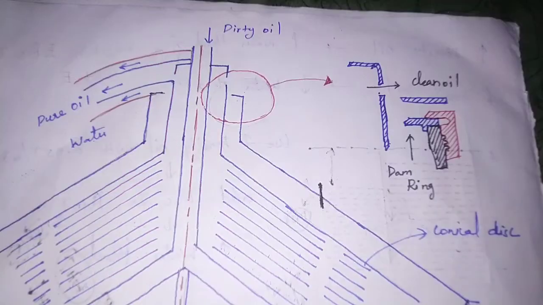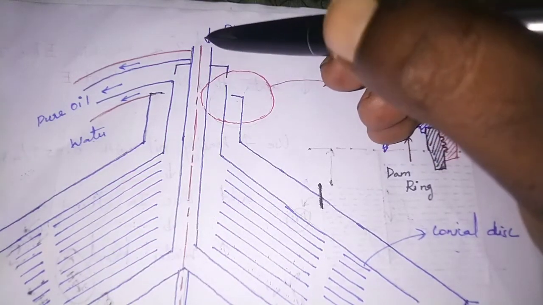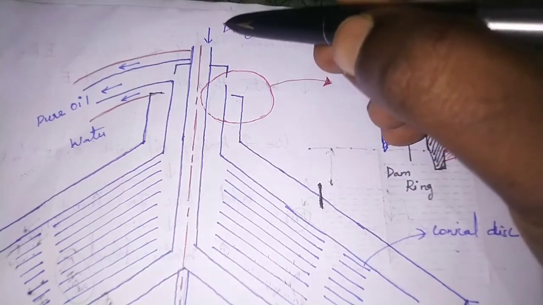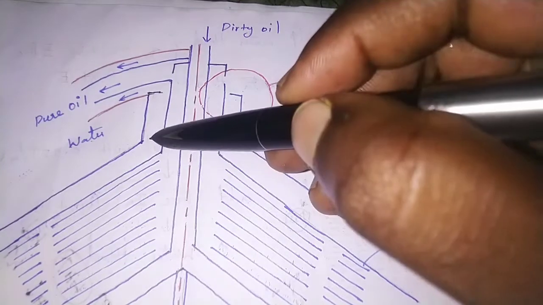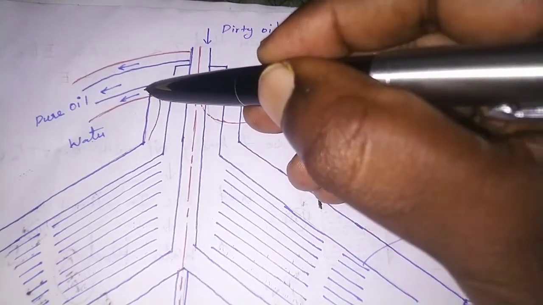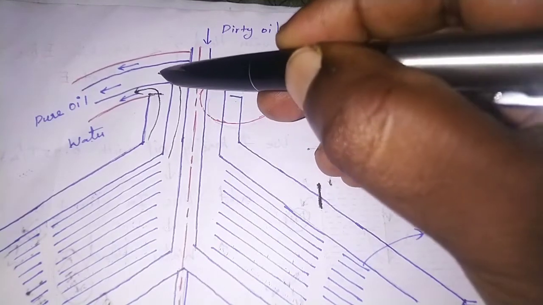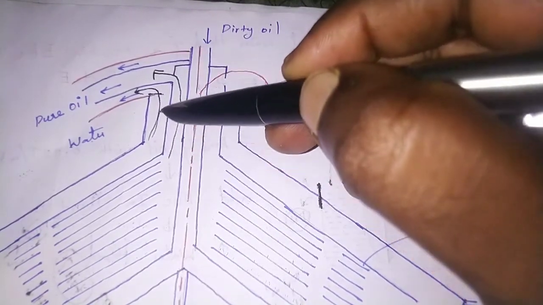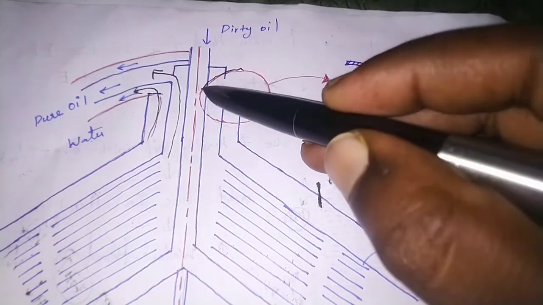So let us come to the real life purifier. Here you can see the center pipe. The center pipe is the passage for dirty oil, and here the water will be discharged, and here is the pure oil passage. It's a water passage. So let us zoom into this space.